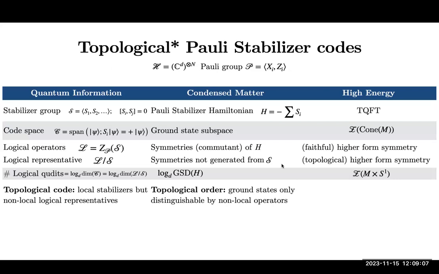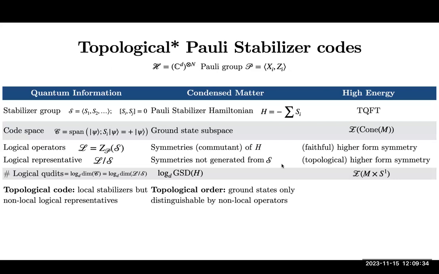And what is the dimension of this ground state subspace? Well, the ground state degeneracy, you can count it as just the dimension of this code space. There's also a nice way to think of it in terms of the number of logicals after you quotient out all the stabilizers. And the ground state degeneracy of a TQFT is of course just the partition function on that manifold with an extra time direction.